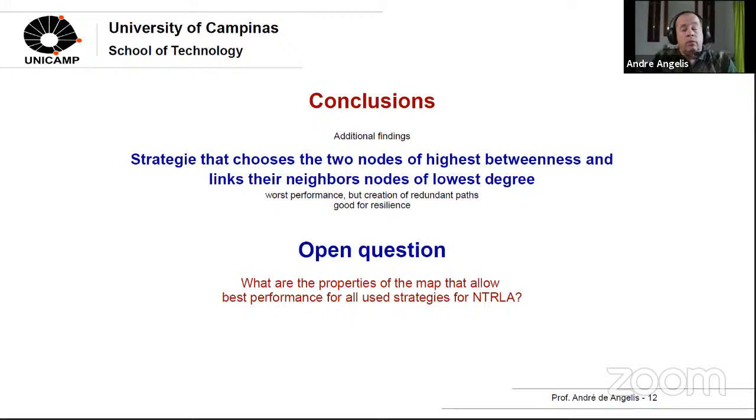And it remains open the question of what are the properties of that map, the real map, that allow the best performance for all used strategies for this problem. We intend to investigate it in the future.